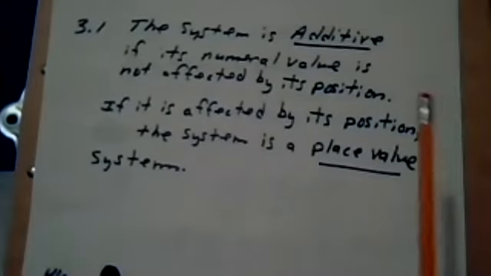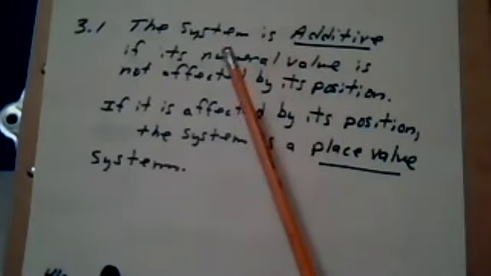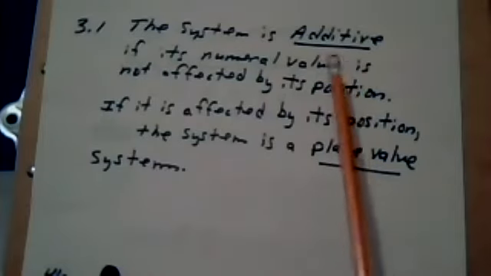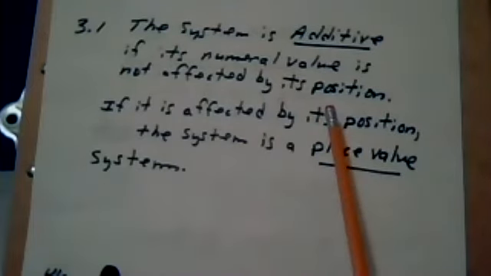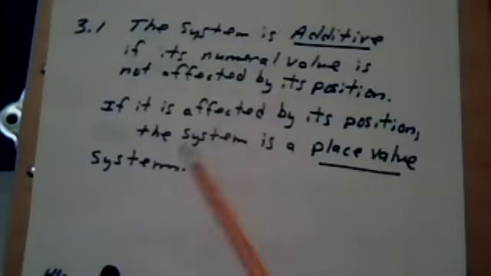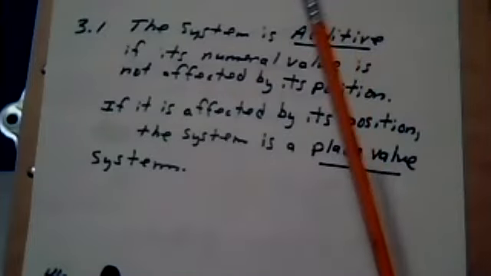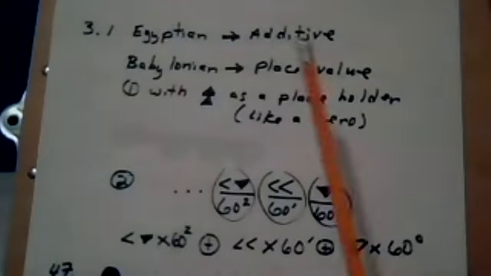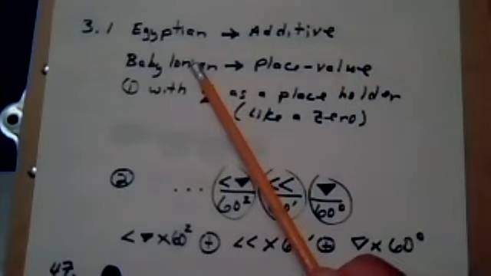Now we're going to go into number systems. A number system is additive if its numeral value is not affected by its position. That means you could put it in any order and its value does not change. If it is affected by its position, the system is a place value system. Now, when we say numeral, what we mean is the symbol for the number. It's like the hieroglyphic of the number. So the Egyptian number system was additive. The Babylonian system was place value.